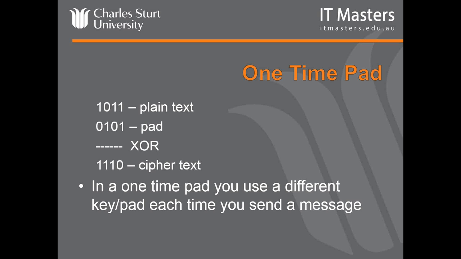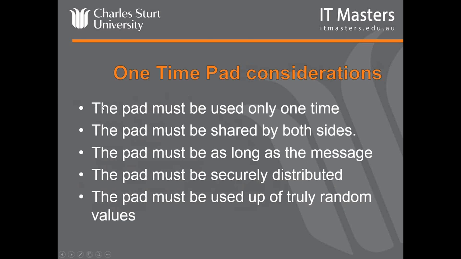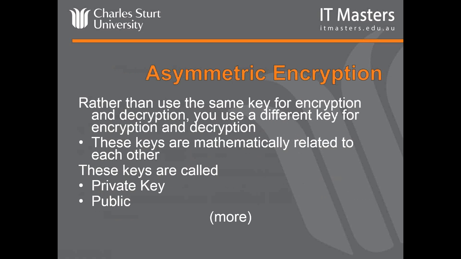You can never reuse a one-time pad. It needs to be just as long as everything else you've got. So one-time pads need to be exactly the length of the message. If you have a 500 meg message, you need a 500 meg one-time pad. One-time pad used only once. Shared by both parties. They both have to have it like a symmetric key. Must be as long as the message. Must be securely distributed and must be created from truly random values.